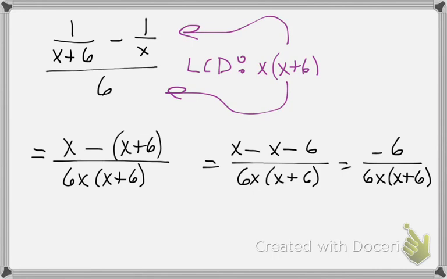You guys agree? Is this fully factored? Yes. Does it simplify? Yep. Once it's fully factored, what can I cancel? 6 will reduce 6 in both cases to 1. So we're left with negative 1 over x times x plus 6. And that is our simplified answer.